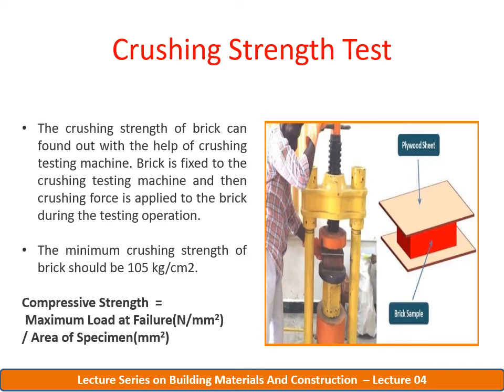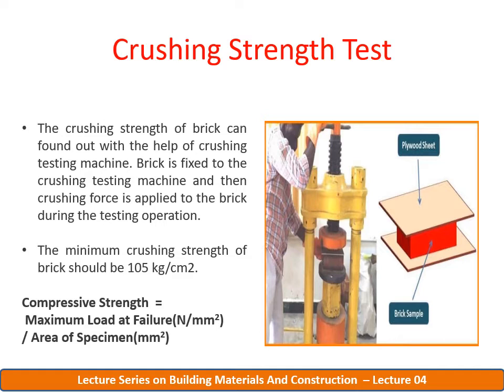The crushing strength of the brick can be found with the help of the compressive testing machine, that is CTM. The brick is fixed to the machine, and crushing force is applied to the brick during the testing operation. You can see here, this is the machine, this is the upper plate, and this is the lower plate, and the brick is placed here, and the top is the plywood. The minimum crushing strength of the brick should be 105 kg per centimeter square.